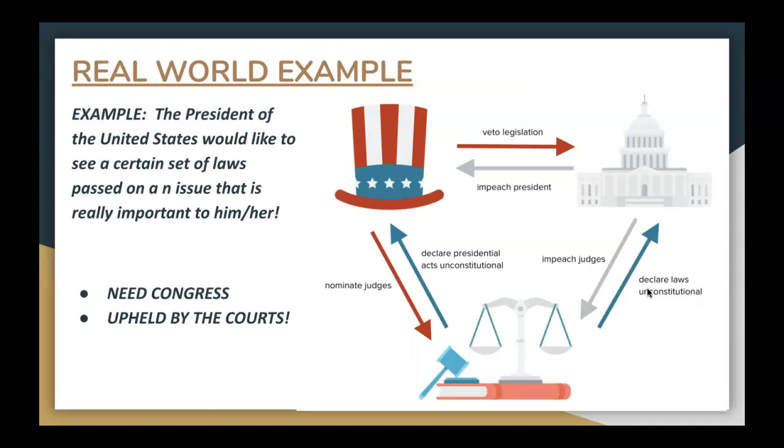An example of this might be the President of the United States who would like to see a certain set of laws passed on an issue that is really important to him or her, but can't do it by themselves. As you see, they need Congress, and this law needs to be upheld by the courts once passed. So clearly government is not a one-man show, and in many ways, that's a good thing. Over here are just some of the many things that all three branches of government actually do.